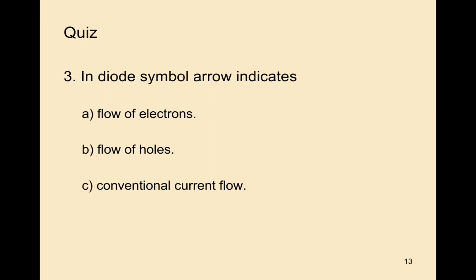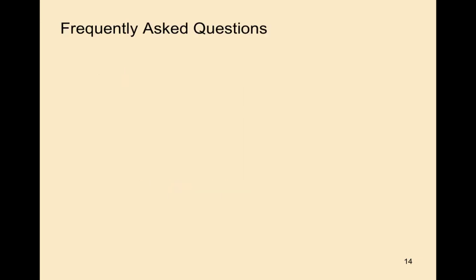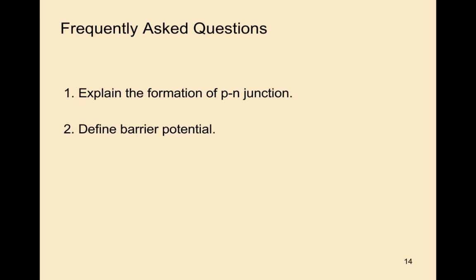There are some frequently asked questions in exams. Let's see some frequently asked questions related to today's topic. These questions are asked the most in examinations. First question is: explain the formation of a p-n junction. You have to explain how the p-n junction is formed. Next is: define barrier potential. And third is: how is the depletion layer formed. These are the three questions most frequently asked in examinations related to today's topic.